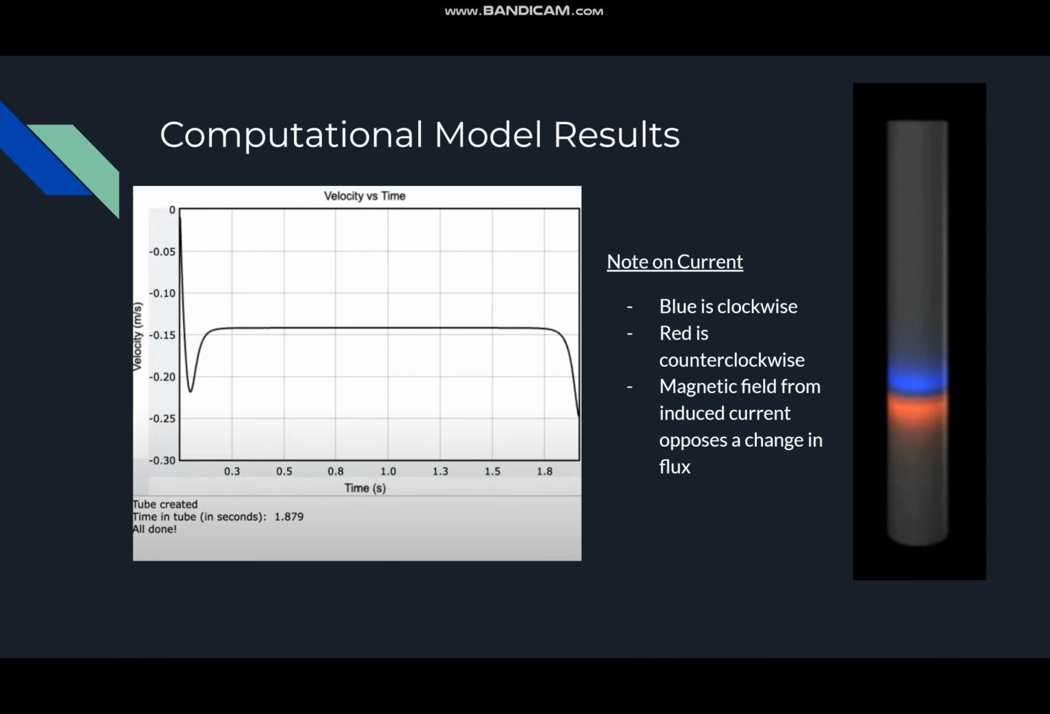As you can see, we have a graph there, the result being 1.879 seconds, and to the right you see the actual modeled tube. Some notes on this: the blue and red are currents, the blue being clockwise current and the red being counterclockwise current, and the magnetic field from the induced current opposes a change in flux.